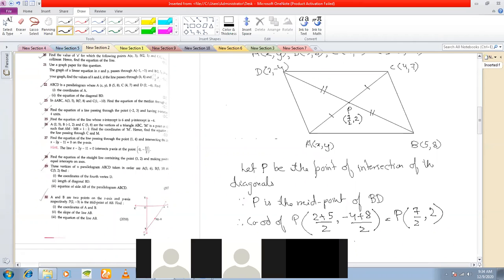Now, in order to find x and y, we'll use the fact that P is also the midpoint of AC. But that I will show you tomorrow because I'm already running out of time.